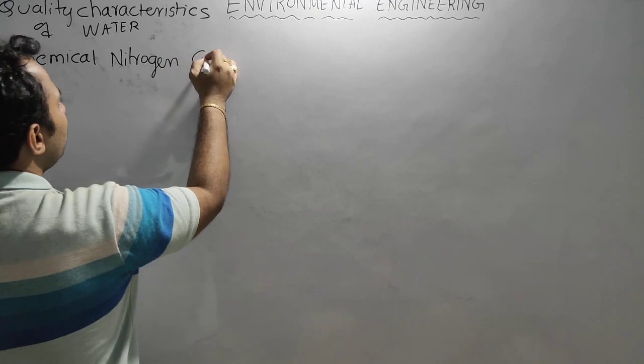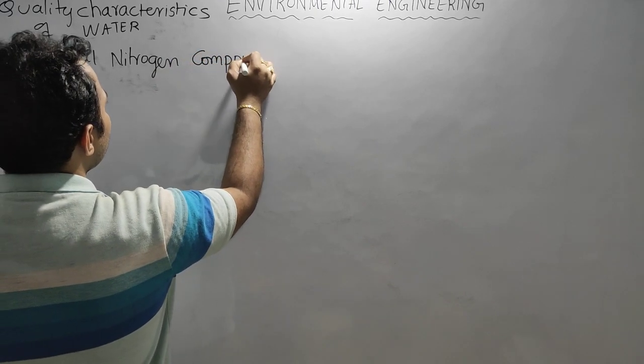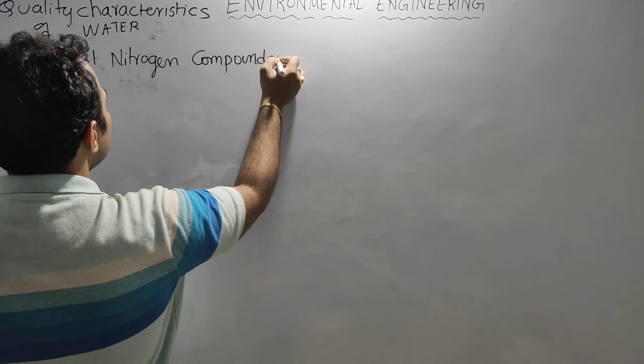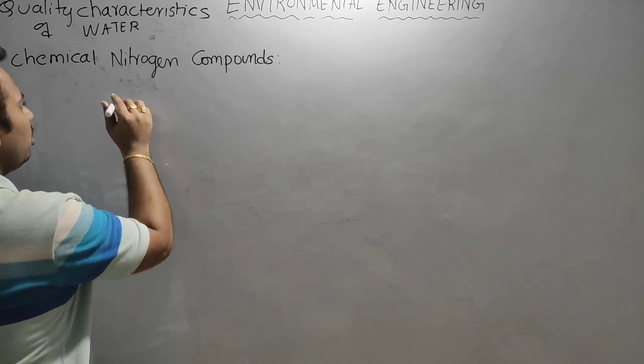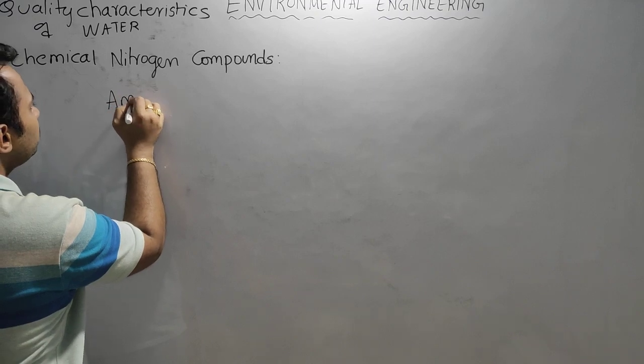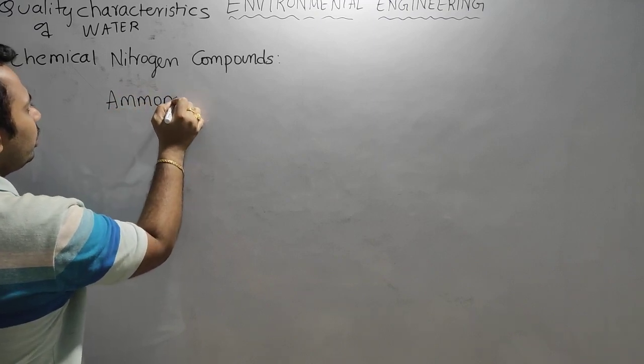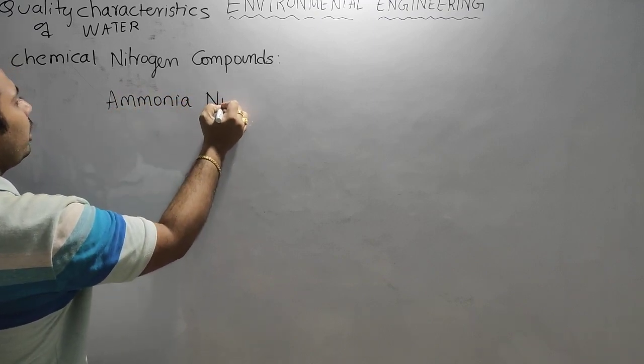Nitrogen compounds. Generally, what is the byproduct of the nitrogen compound during organic activity? The nitrogen compound which comes out is in the form of ammonia. So the first stage of nitrogen compound is ammonia nitrogen.